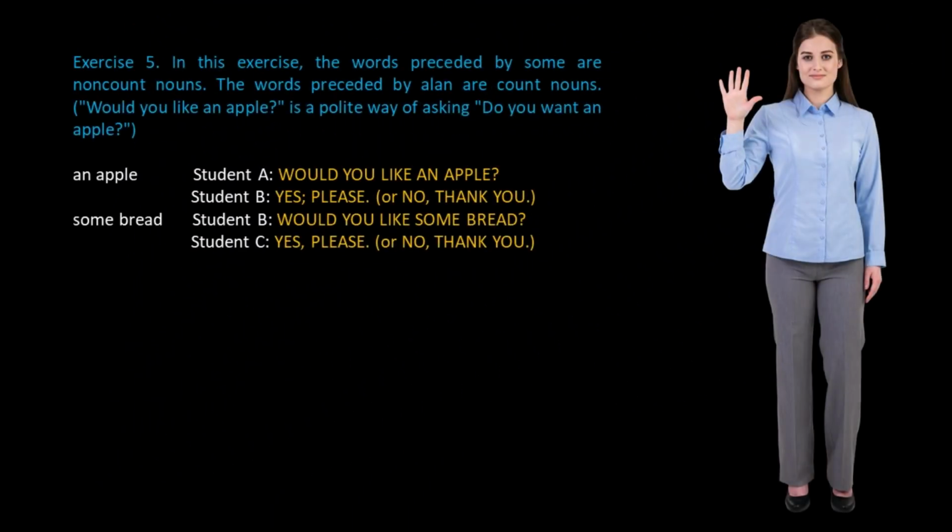Exercise 5. In this exercise, the words preceded by some are non-count nouns. The words preceded by a or an are count nouns. Would you like an apple? is a polite way of asking, do you want an apple?